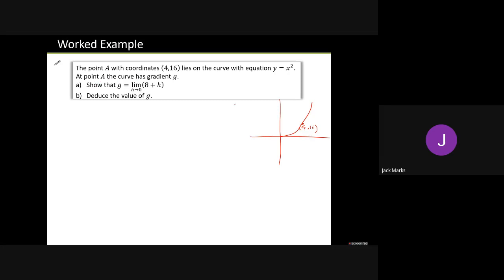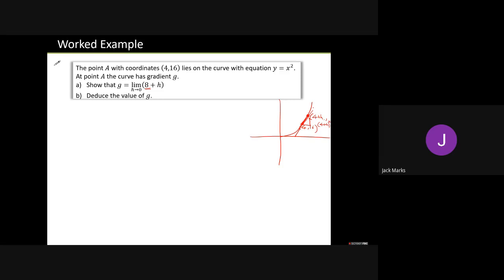At point A, the curve has a gradient. If I wanted to find the gradient, I was thinking of it sort of like a straight line. I need a triangle from my difference in y over my difference in x. So let's mark this point over here. How much further along is this? Well, it's h further along. In fact, 4 plus h. I'm going to use that because there's no x, so I'm going to use the number. And for the y part, you have to do whatever that is, squared.